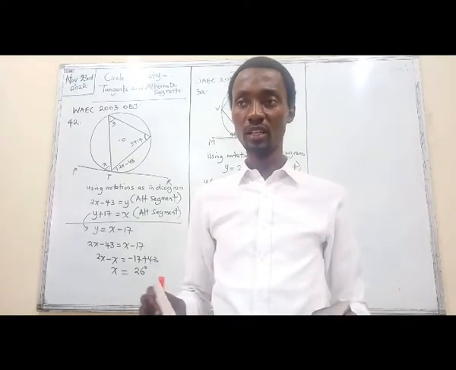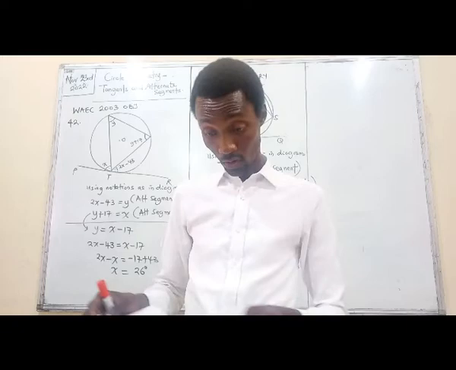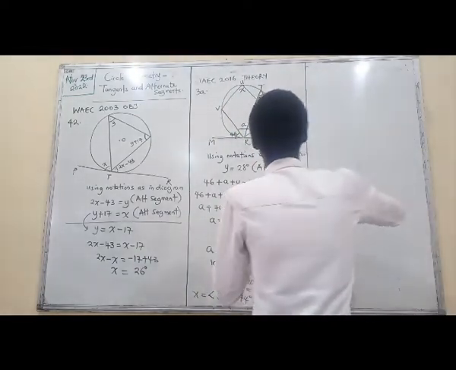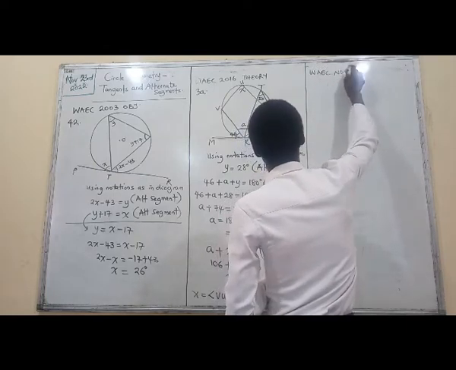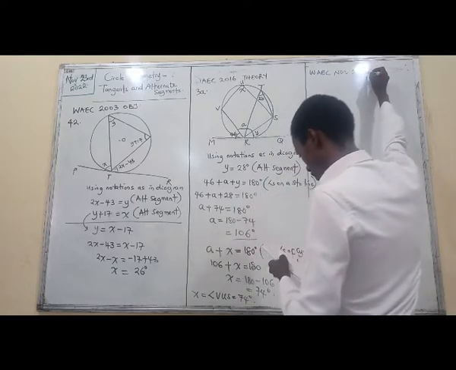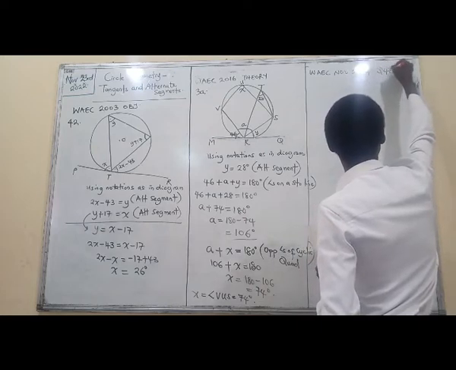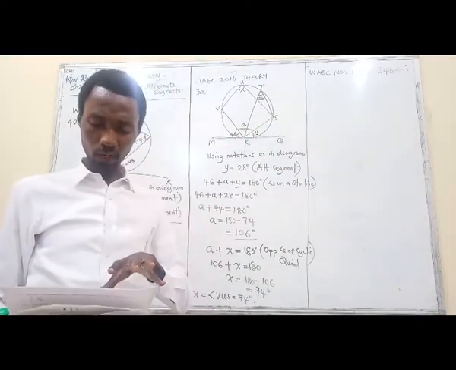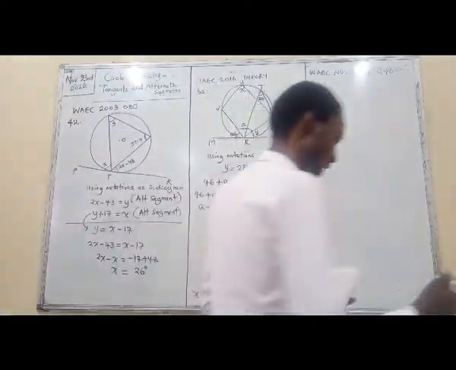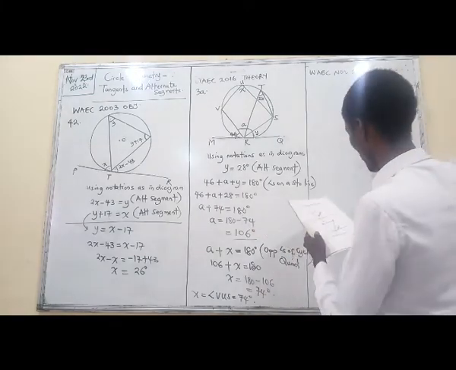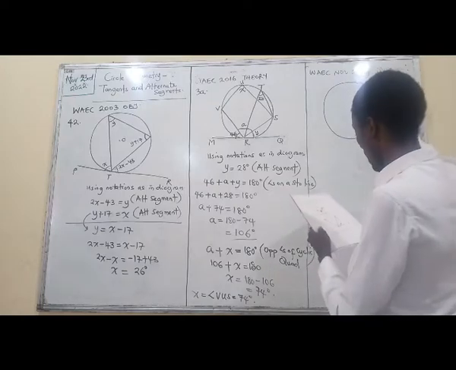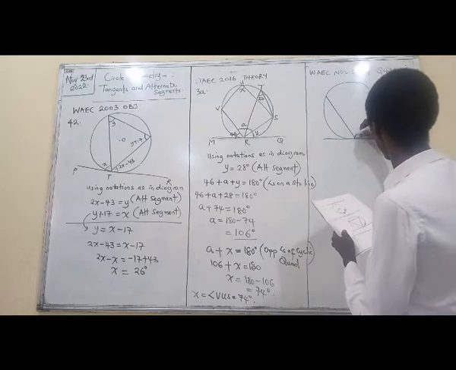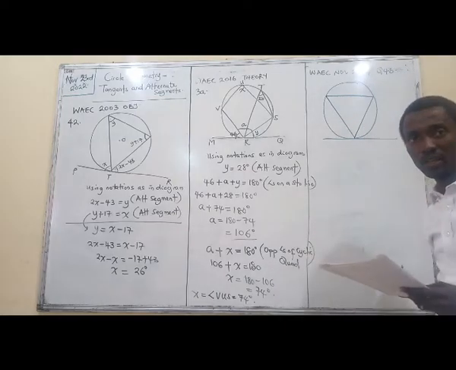Okay, so let's take another question, being question 46 from November WAEC 2004. I'm going to specify that it's November 2004, and that will be question number 46. So question number 46, what is it like? It says in the diagram PQ is a tangent to the circle at T. So let's draw the diagram, so that when I read the question, you have a clear picture of what the question is expecting you to do. So that's more like a visual representation of the question.